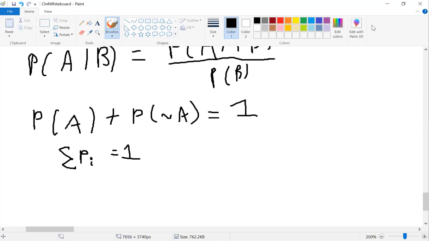Yes, the entire area as a proportion of itself has to be one. Like if our whole area was 500 square meters, that's 500 square meters out of 500 square meters. So that's why it always has to be one. If it's less than one, you've forgotten something somewhere.